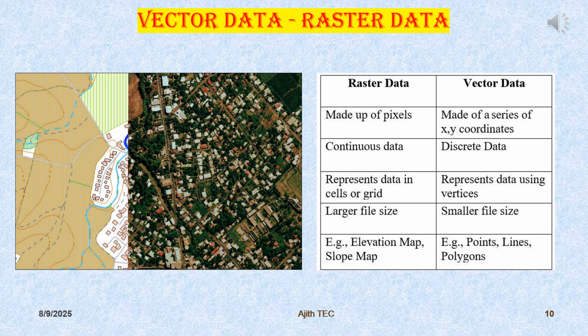Vector data, raster data analysis. Raster data has the following characteristics: made up of pixels, continuous data, represents data in cells or a grid, larger file size, e.g., elevation map or slope map. Vector data has the following characteristics: made of a series of x, y coordinates, discrete data, represents data using vertices, smaller file size, e.g., point, line and polygon.